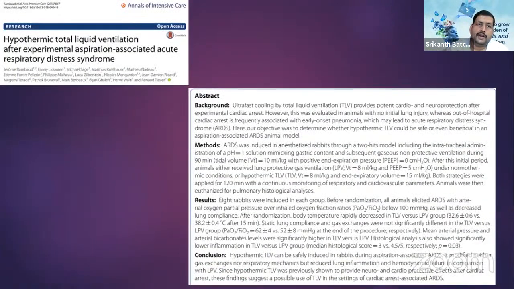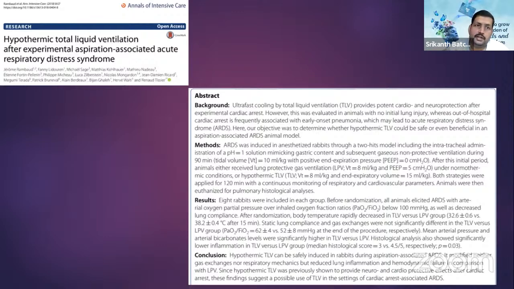So this is another advantage of total liquid ventilation, which they have studied. This is even present in that Elsevier journal, published in Annals of Intensive Care. They compared conventional hypothermic techniques that we follow in a post cardiac arrest patient with liquid ventilation. They say that with all the conventional techniques we have now, it takes at least 3 to 4 hours for cooling of the body.